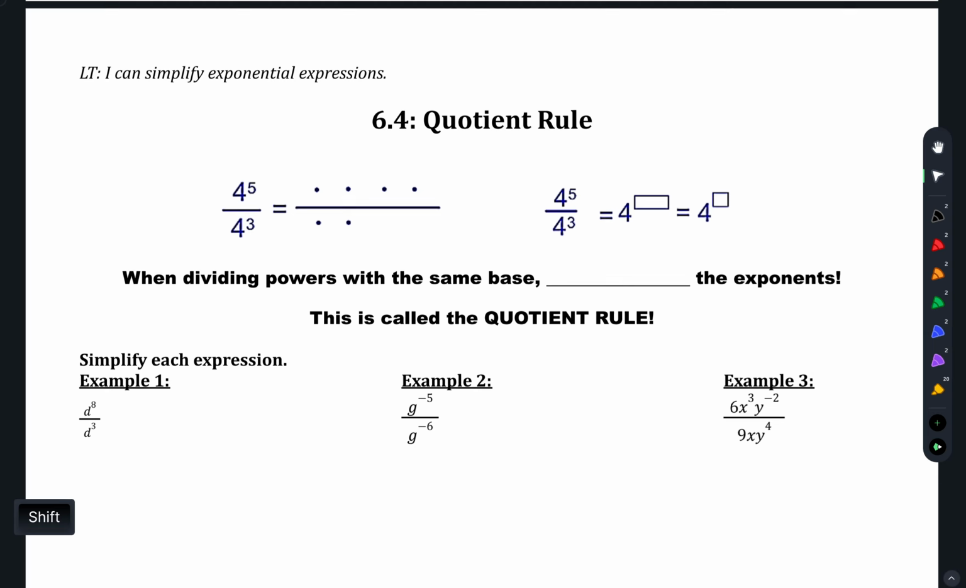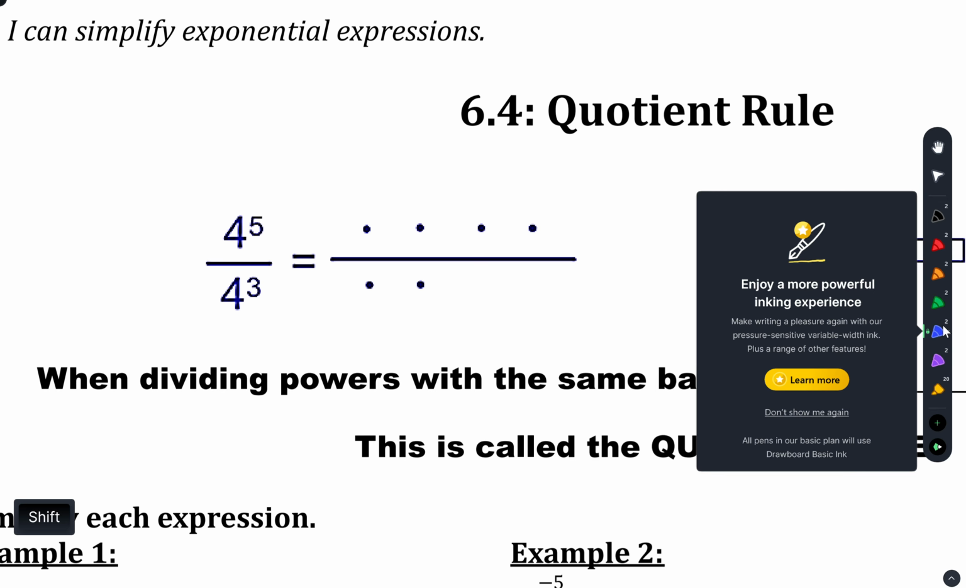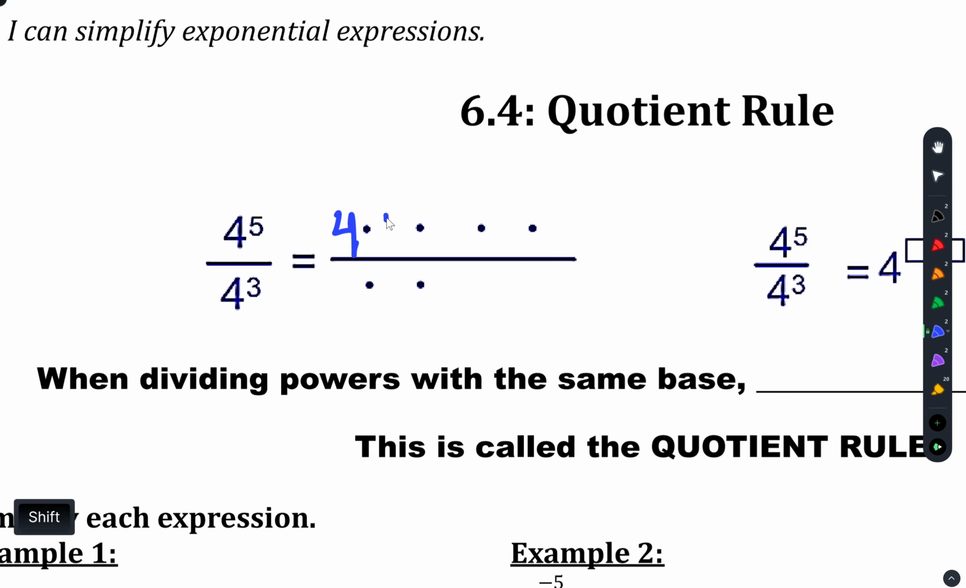We're going to go back to what we were doing on Thursday, way back before we learned any of our rules. We were expanding and condensing. When we had a fraction with exponents in the top and in the bottom, we had to expand first. So I would take something like 4 to the 5th and write that 4 out 5 times, and 3 times in the bottom.